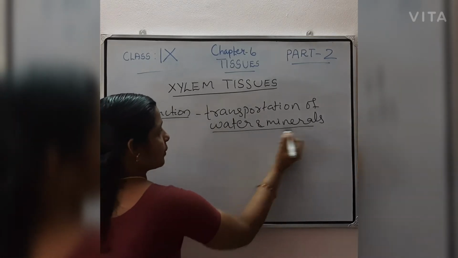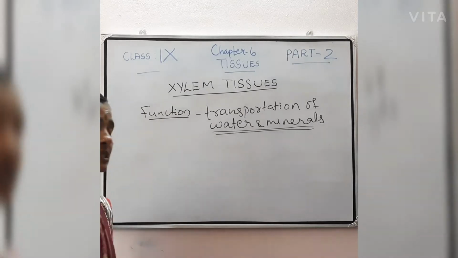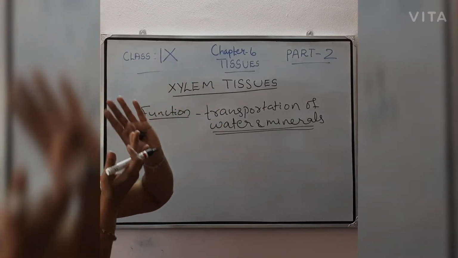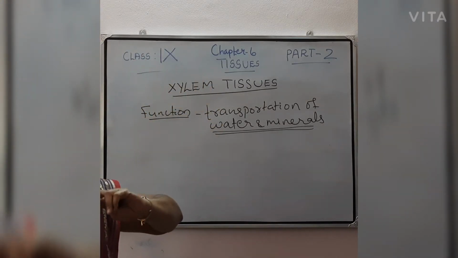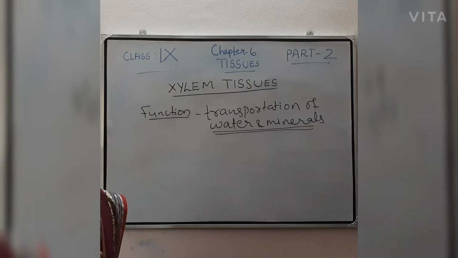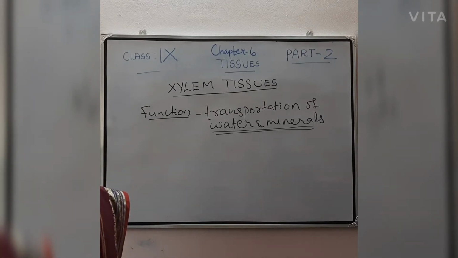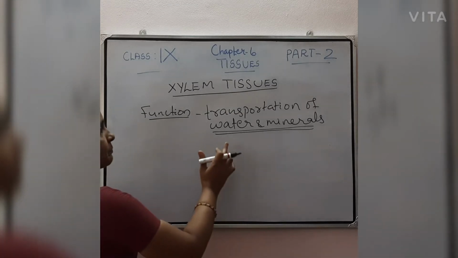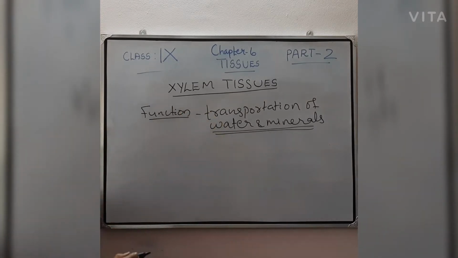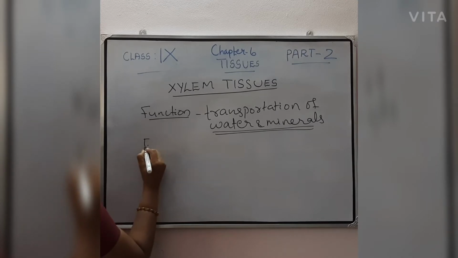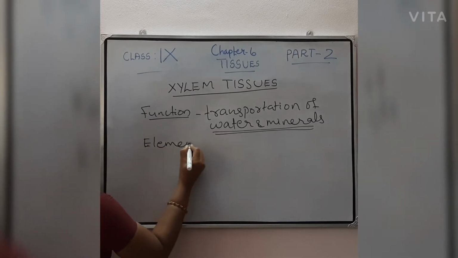So this is the main point. Water and minerals are conducted through this xylem tissue. Water is conducted only towards the top of the plant. So upward conduction, that is a unidirectional way, isn't it? From the bottom region to the top region. So water and minerals are conducted in a unidirectional way. Okay. Then this xylem tissue consists of 4 elements. Which are the 4 elements of xylem tissue?